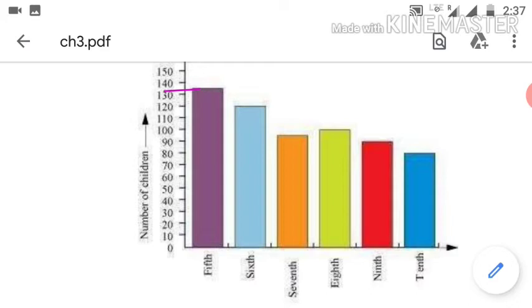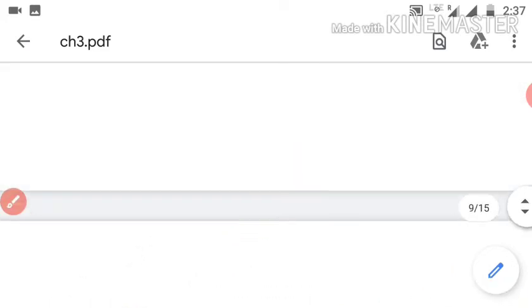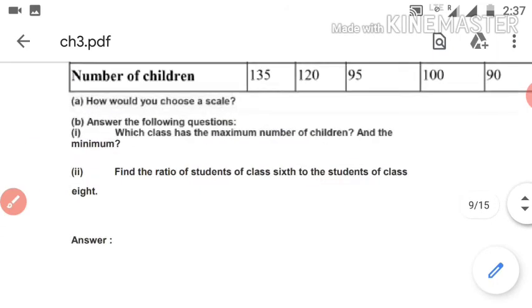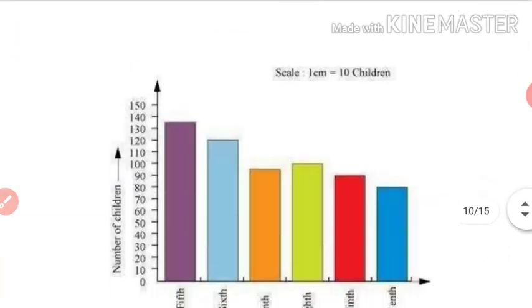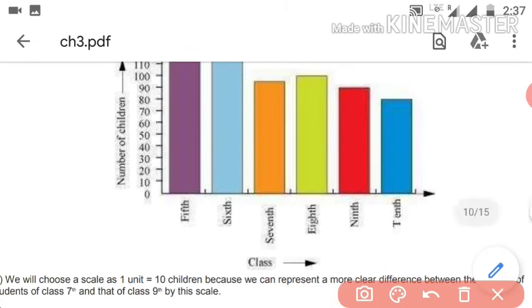135. Now class 6, how much? 120. So this is 120. In this way, class 7 is how much? Class 7, let me see how much it was. 95. So 95 means it will be between 90 and 100, isn't it? 90 and 100, 95. Then class 8 is how much? 100. Class 8 is 100.